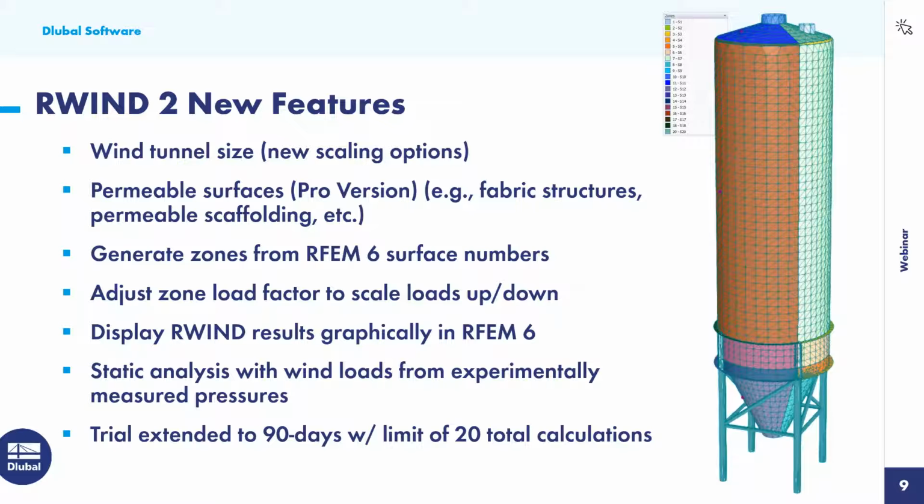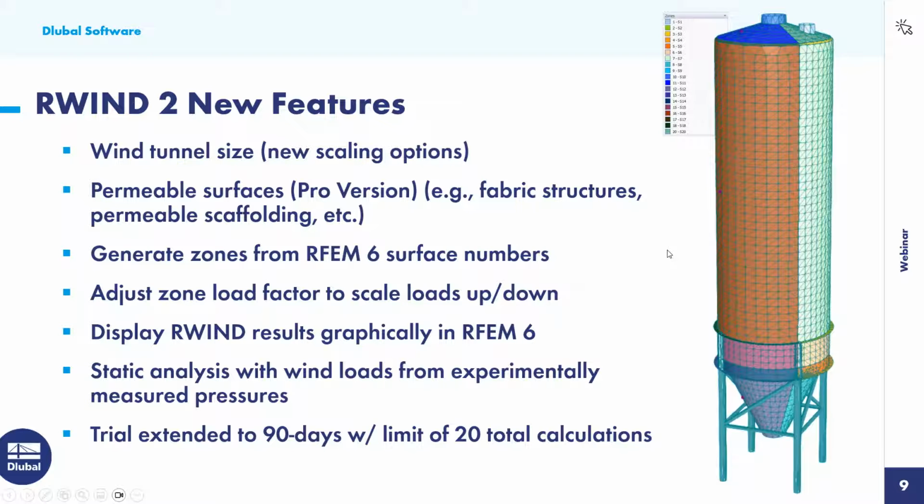Furthermore, with these zones, we can adjust the load factor to scale these wind loads up or down. So perhaps we complete the RWIND analysis, and we want to scale up particular areas of the structure. You'll see that reflected with the wind pressure, not only in RWIND, but also when we take these loads back into RFEM for the analysis and design. We can also display the RWIND results graphically in RFEM 6. So just a nice feature that potentially you don't even need to open up RWIND at all. You can actually carry out the calculation and view your wind pressure results directly in RFEM.